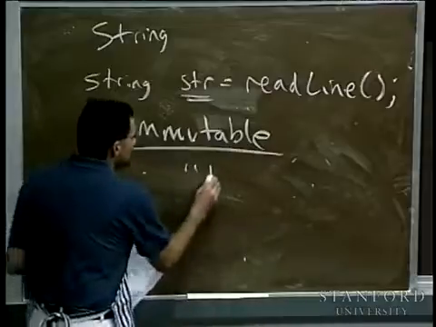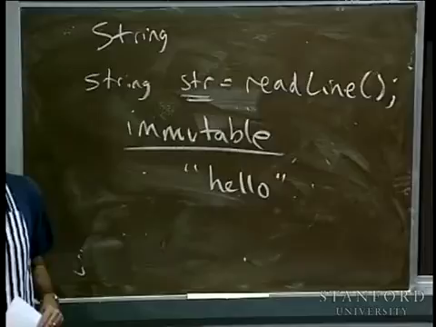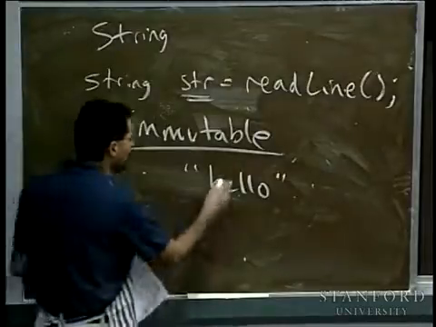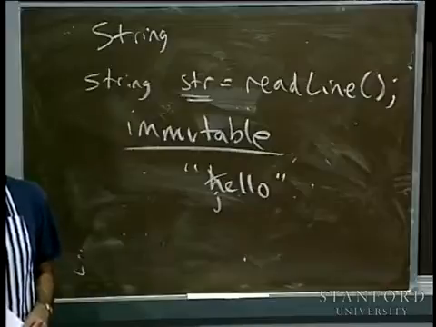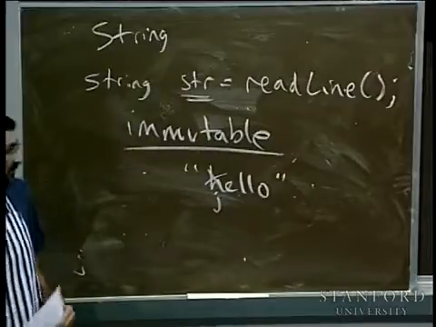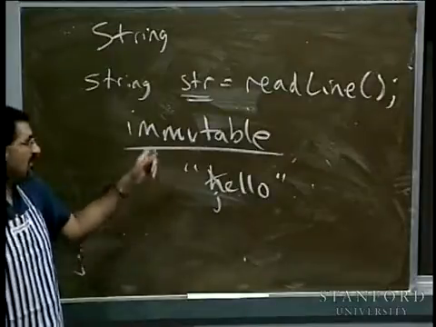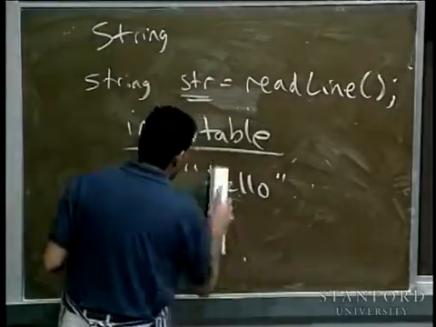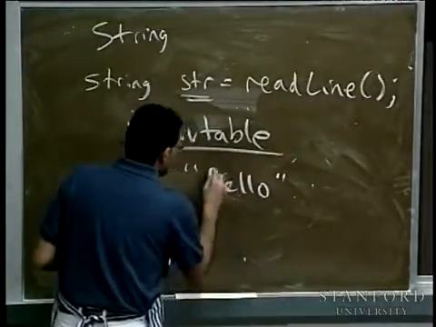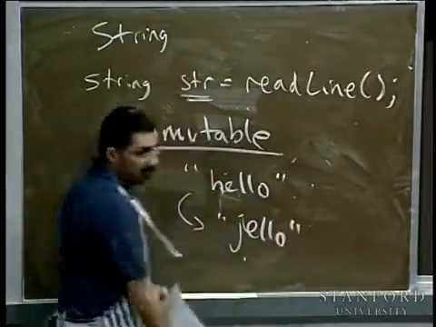If the user types in hello, and I say, yeah, hello is kind of fun, but I really like Jell-O, and so I want to get rid of the H and replace it by a J, I cannot do that in a string. So if you've worked with other languages where you can directly change the contents of a string, not allowed in Java. They are immutable. Which means if I want to go from hello to Jell-O, what I need to do is somehow create a new string that contains Jell-O.